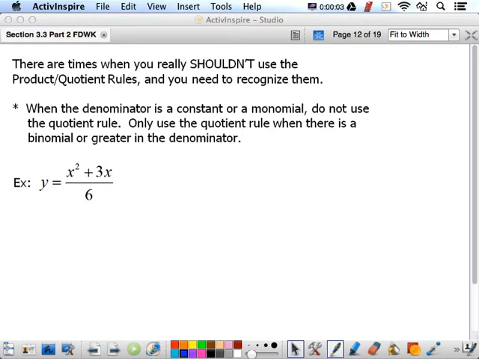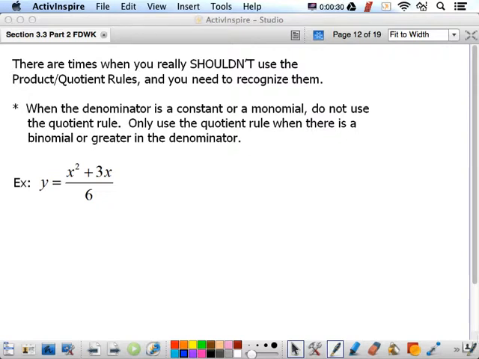Okay. Now that we're dealing with the product rule and quotient rule, we need to understand that there are times when you have multiplication and division when it's really not worth the effort to use them. Okay? So, when the denominator is a constant or a monomial, do not use the quotient rule. You can, but a lot of people will mess it up. There are easier ways to work the problem when the denominator is a monomial or a constant.